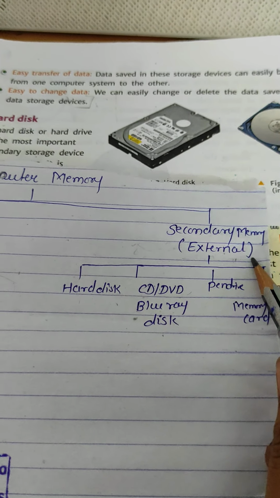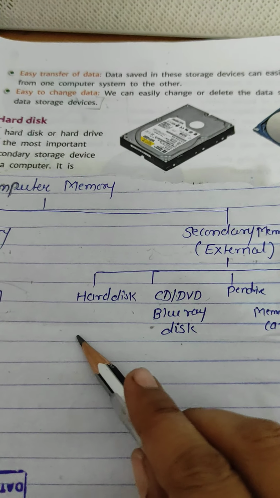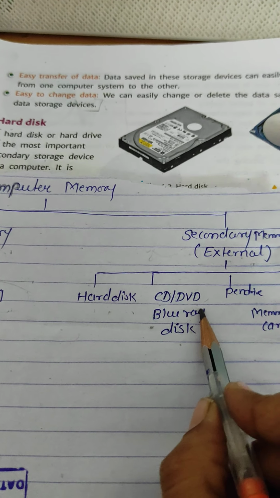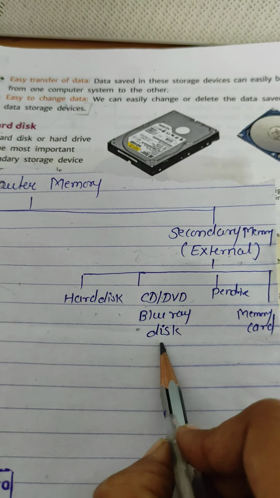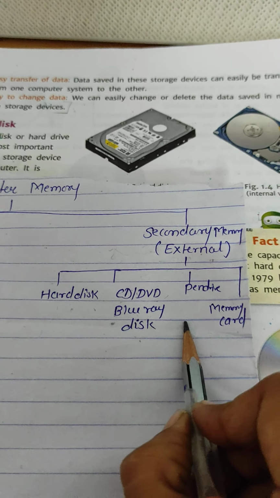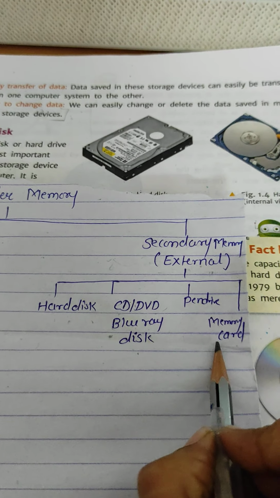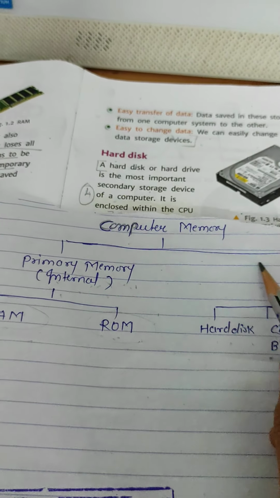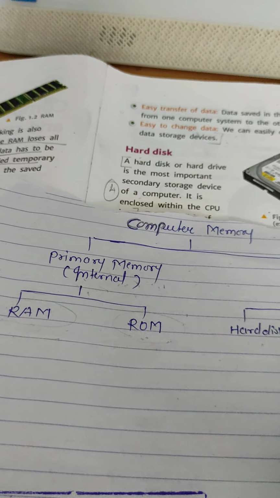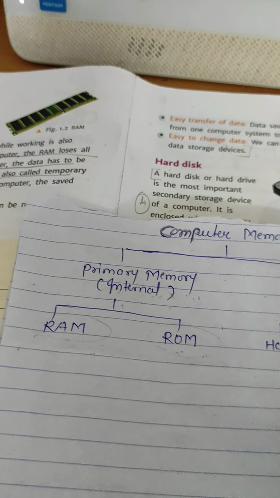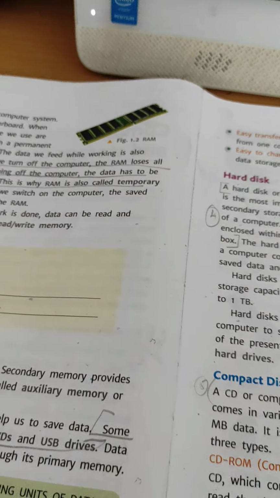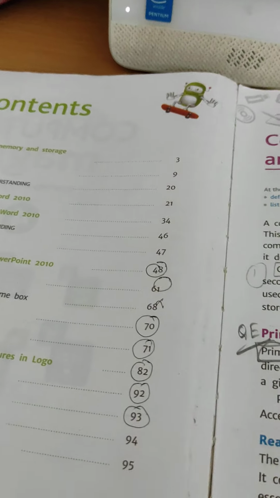Next is the secondary memory or external memory. There are four parts. One is the hard disk, the second one is the CD, DVD or Blu-ray disc, the third one is the pen drive, and the fourth one is the memory card. Okay, in this way computer memory has two parts. Now one by one we will see here. First is the internal memory or primary memory.